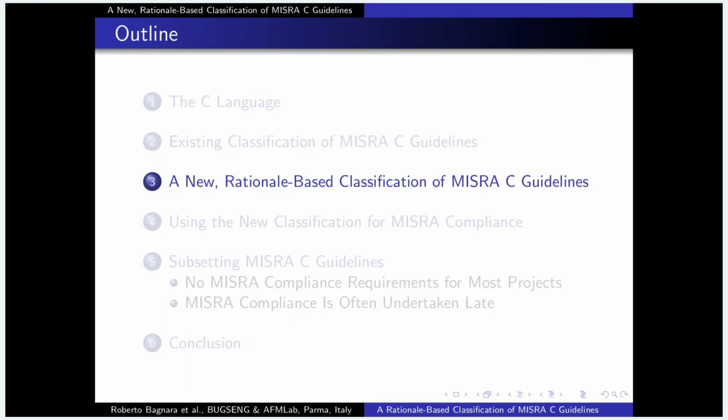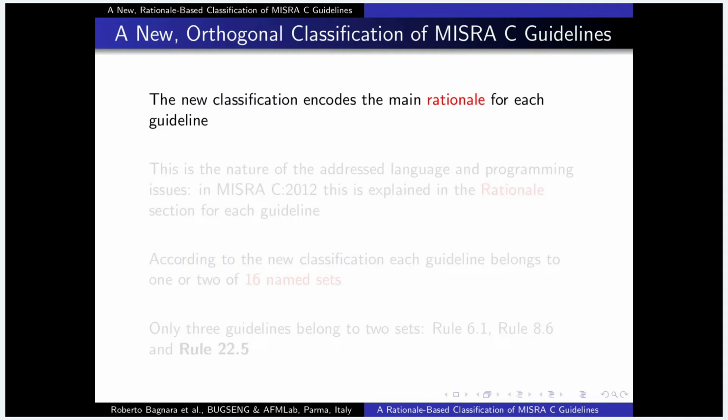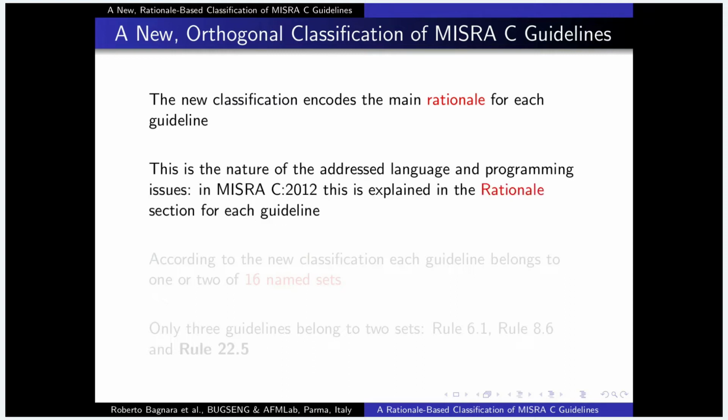So these were the existing classifications, and here we present a new classification of MISRA C guidelines, which is rationale-based. What do I mean that it is rationale-based? That the guidelines are grouped together according to their main rationale. The rationale is what is contained in a section in the MISRA document for each guideline, where the reader is told why the guideline exists, what are the phenomena that the guideline is meant to prevent.